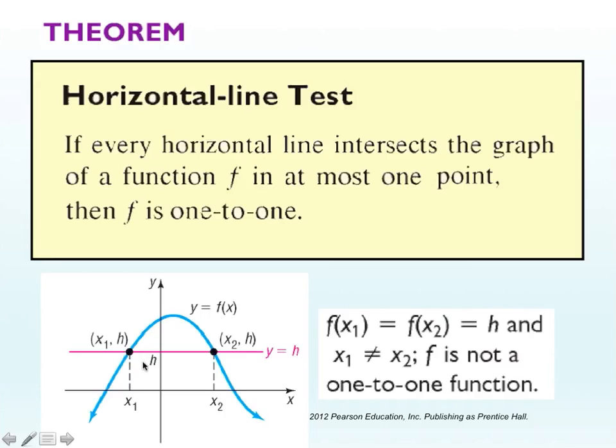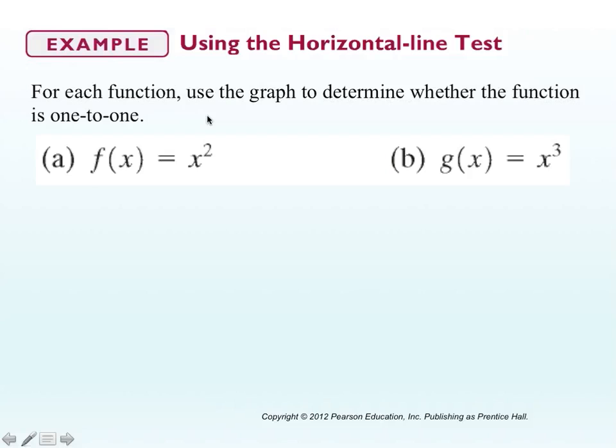And the reason for that is that f of x1 is equal to f of x2. If you look, these have the same y values, but x1 is not equal to x2, so that means that f cannot be a function, because we have two different inputs for x that are yielding the same output for y. So let's look at these graphs here.